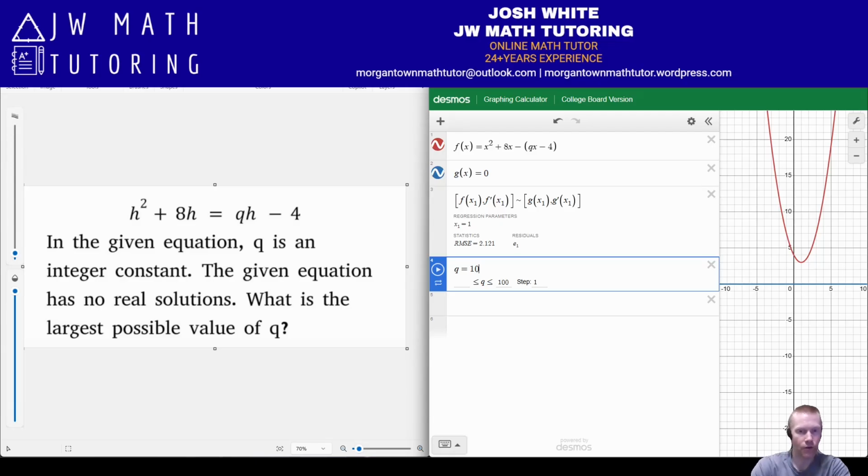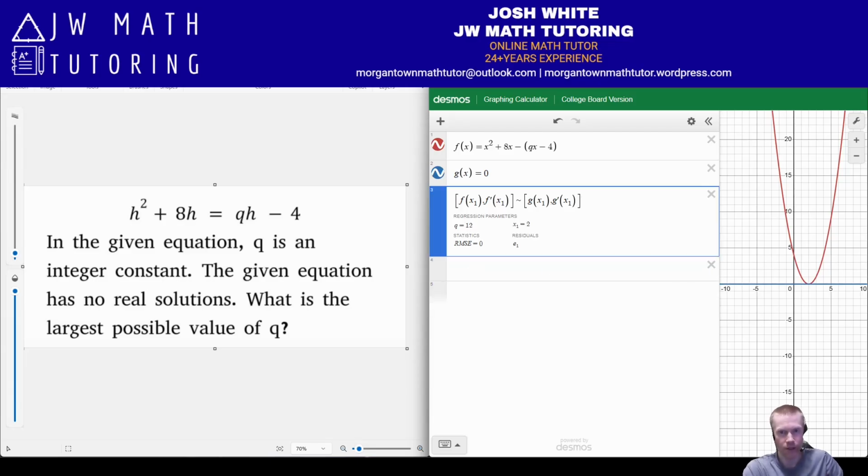Okay, so the question's saying, what is the largest possible value of q? Well, it's just going to be 12. Now, maybe it gives you that value initially, but the problem is you don't know it's the largest value until you keep investigating and looking around and seeing if there's another value where it's going to touch the x-axis.